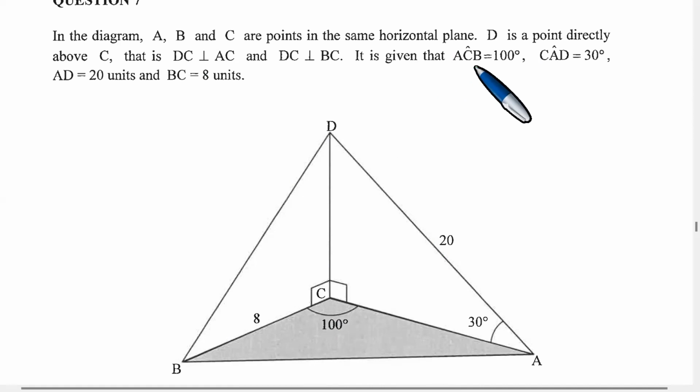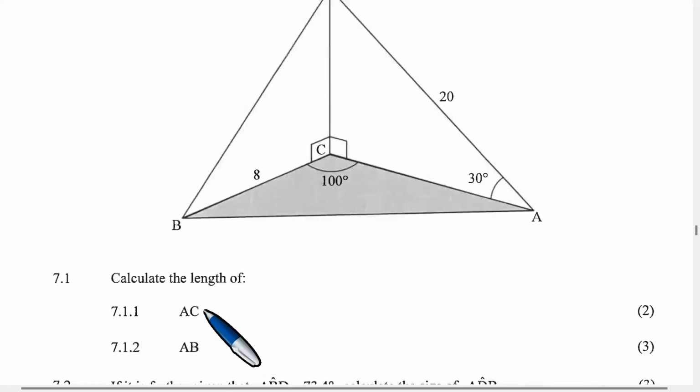It is given that ACB is 100 degrees. ACB is 100 degrees, and CAD is 30 degrees. AD is 20 units, and BC is 8 units. Calculate the length of AC. Calculate the length of AC.